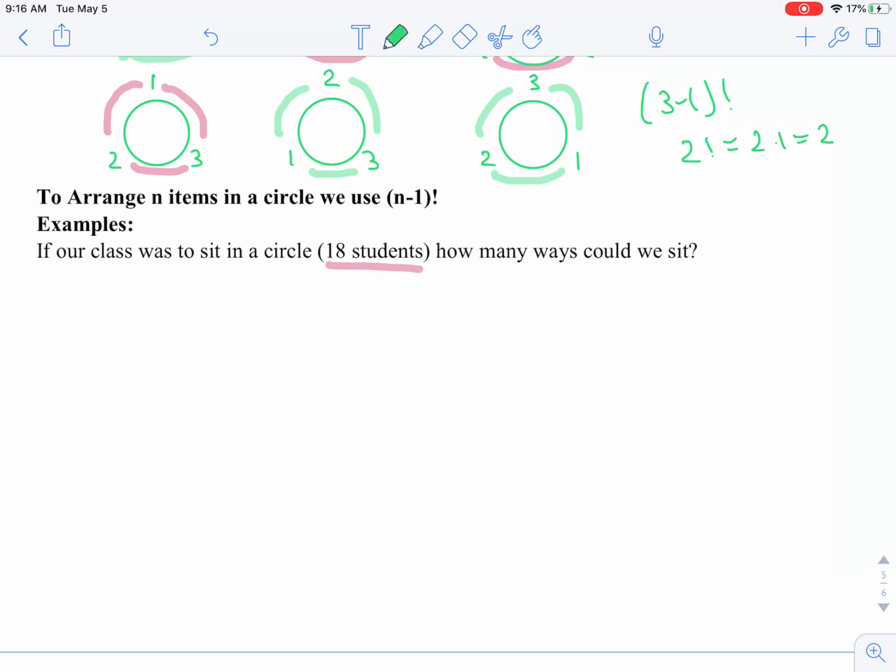We're going to sit 18 students in a circle. How many different ways could they sit? Okay, well, here's your 18 students. So it is just going to be 18 minus 1 factorial, which is 17 factorial, which will end up being a pretty large number for us here. Very, very large number.